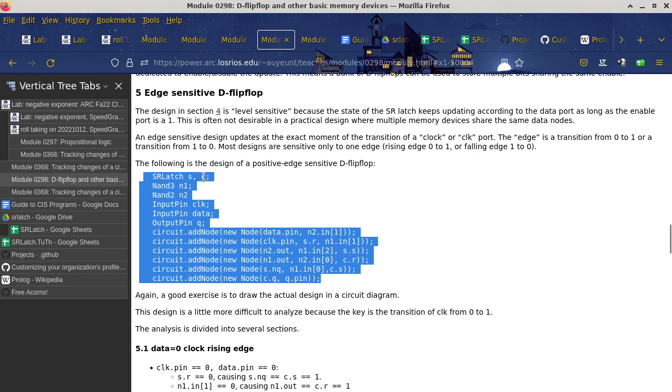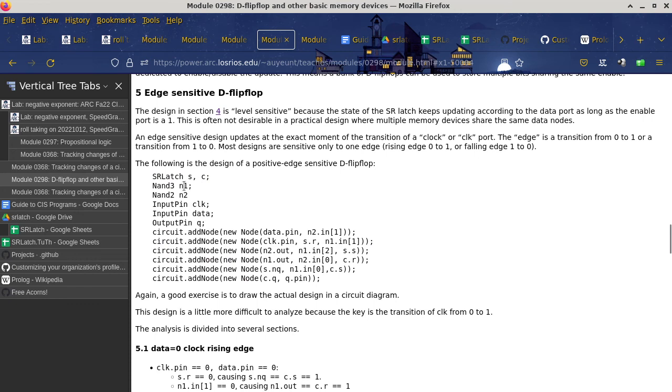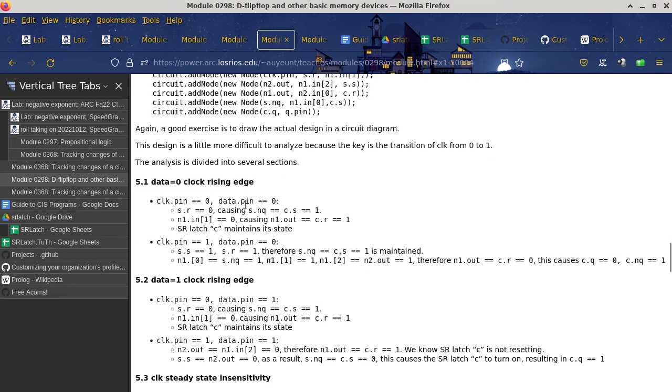I mean, we have two SR latches, two NAND gates. It's not significantly more difficult, it's just a little bit more. And then in the exercise, what you can do is you can look at these two, okay? That's your initial condition, and this is the transition. Okay, this is the next step, and then you can figure out all the changes.